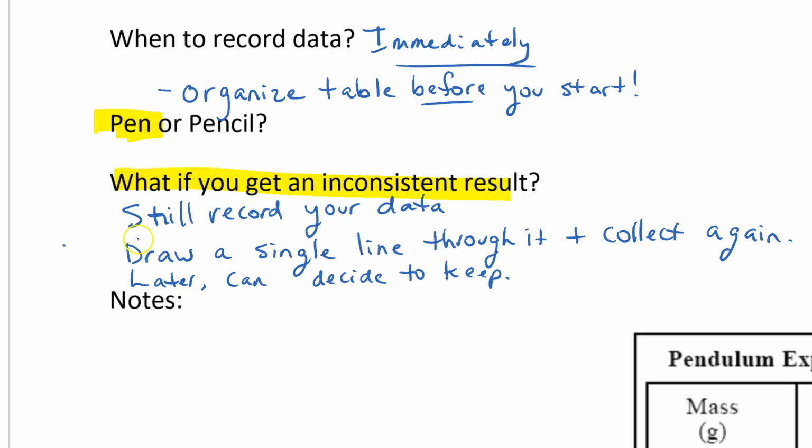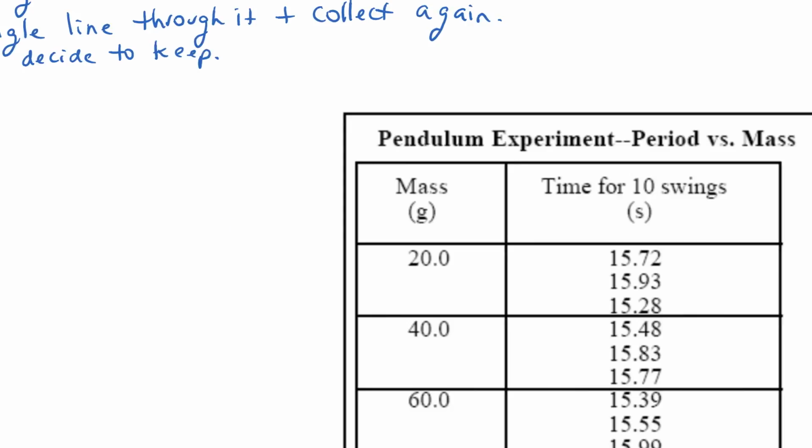So the plan will be, even if it appears to be bad, still record your data, draw a single line through it, and go ahead and collect the data again. If something happened and you dropped the mass or the string broke, take the result if you had it, draw a single line through it, don't erase it. Later on you can decide whether or not you wanted to keep it. For an example here, let's say we said there was a problem with that and we needed to redo it. This is the way your data sheet might look. You can still read the original 15.93 if you decided that something went wrong with it and you needed to redo it.